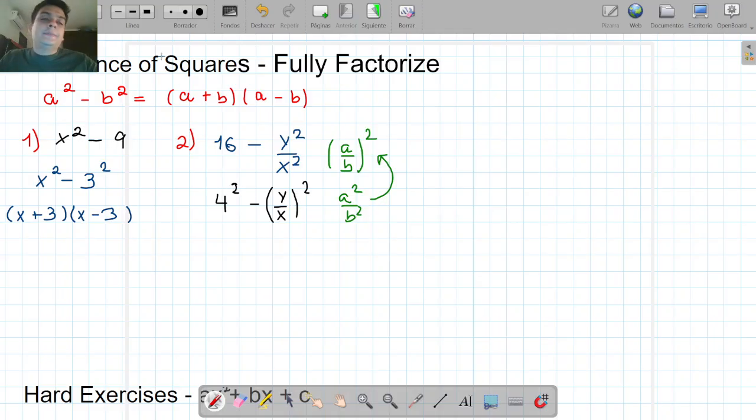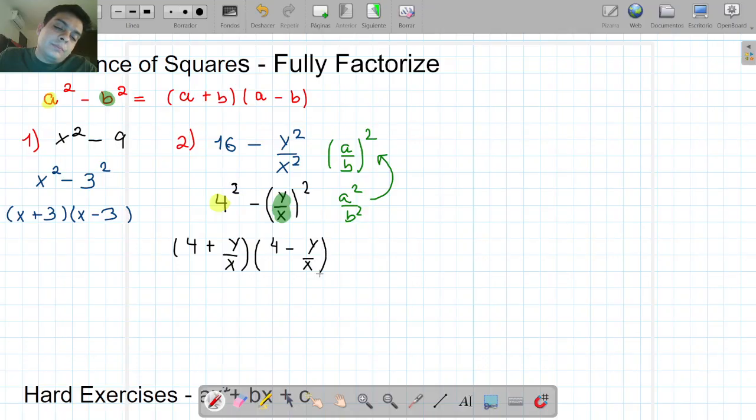Now you may ask, but Mister, what is the formula then? Well, in the formula, this is going to be a, and this is going to be the letter b. Following the formula, we can finish it like a plus b, or 4 plus y over x, and 4 minus y over x, and we are done.